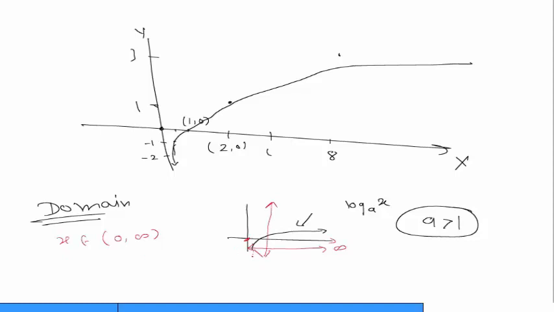Now if I ask what its range is, range means the values of y. You can see the graph goes down to minus infinity, as well as going up to infinity. So we say y belongs to R. Got it? So this is how you get the domain and range of logarithmic functions.